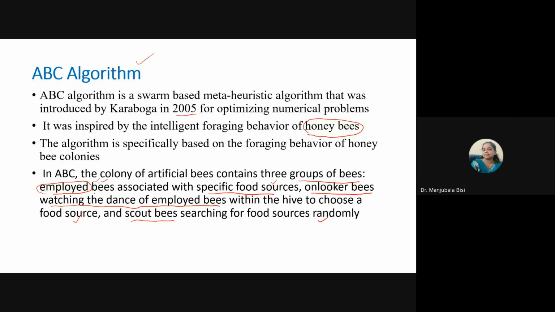So the employed bees are the first type of bees. They are associated with specific food sources, and there are two types of unemployed bees. One is the onlooker bee, and the other is the scout bee. Every bee in the employed bee phase, onlooker bee phase, or the scout bee phase will try to change the existing solution by using some mathematical function.